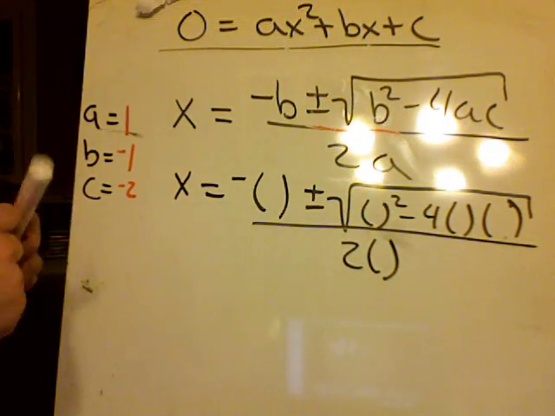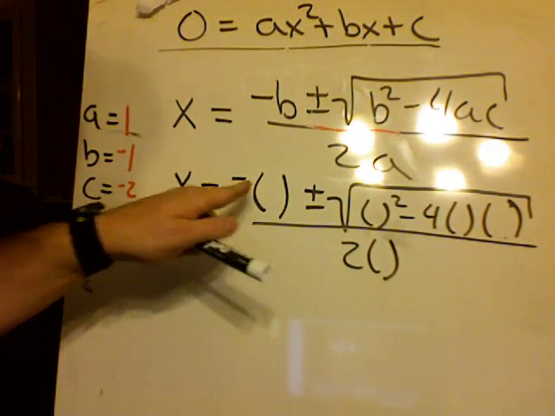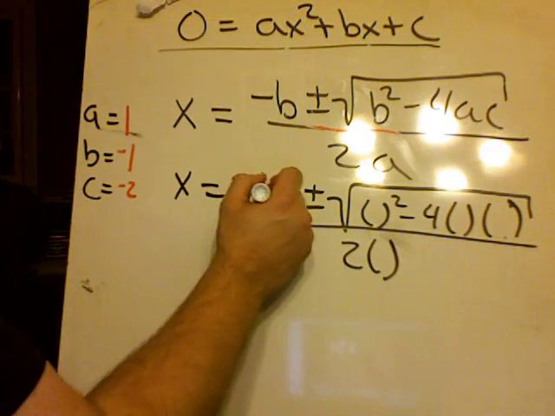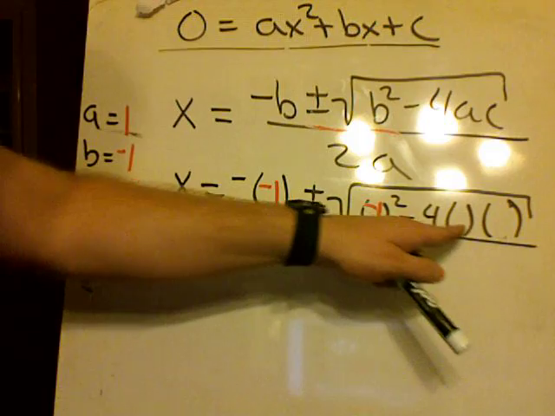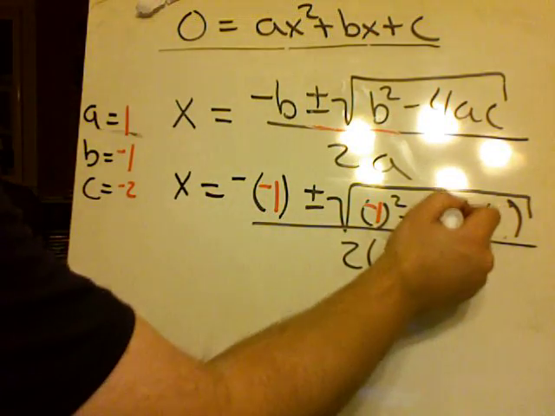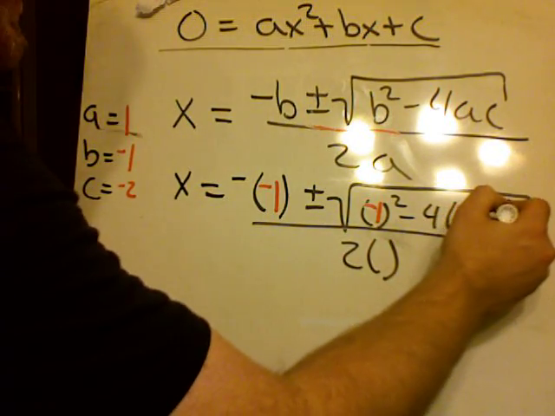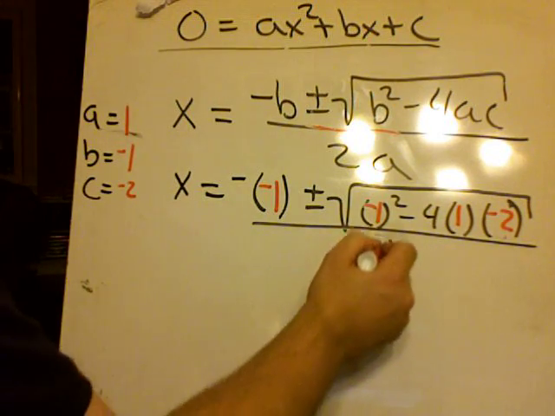So right here I've got a B. What's B? It's -1. Here I've got a B. Right here I've got an A. And here I've got a C. And here I've got an A.